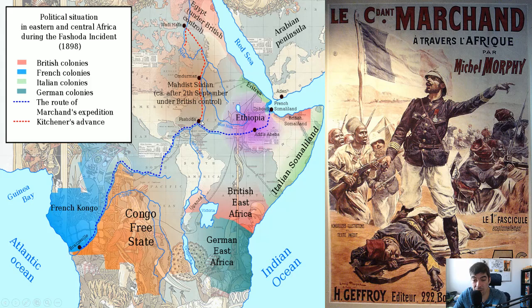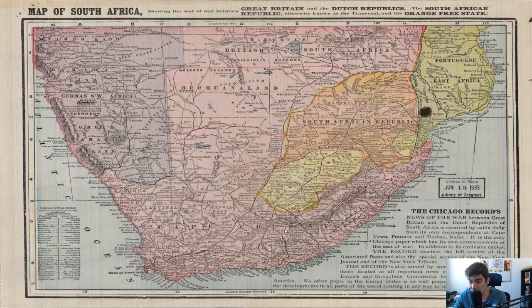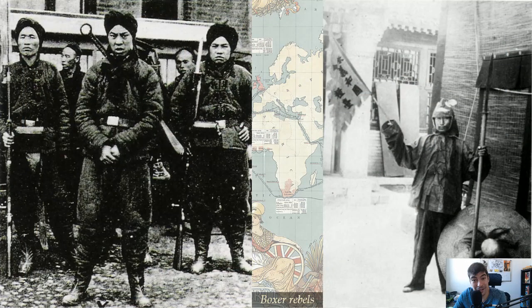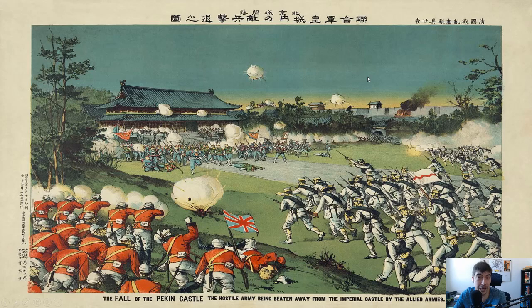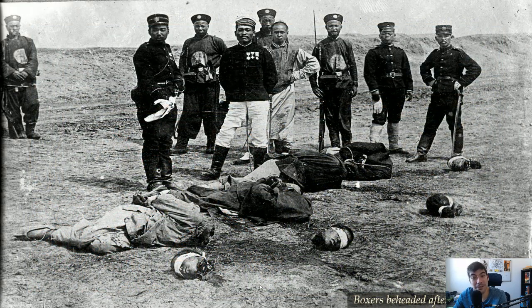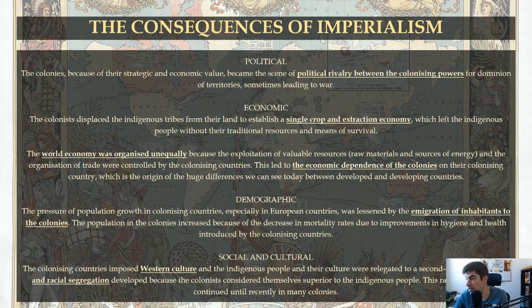Here is the Fashoda incident. This is Fashoda. The French wanted to create an empire from here to here, and the British from Egypt to South Africa. The British won. These are the Boer republics, the Orange Free State and what they call the South African Republic. And these are the Boxers, the Chinese nationalists, who besieged the Forbidden City, where the embassies of the Western countries were located, and they were finally defeated and their members beheaded. So, what were the consequences of imperialism?